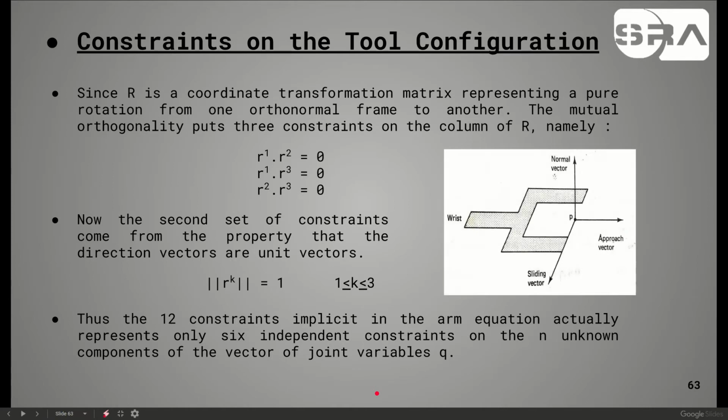So this is the normal vector, this is the approach vector, and this is the sliding vector. This is the end effector basically. So you can see that these are perpendicular to each other and we consider them as the bases. Bases are mostly taken as having magnitude 1.